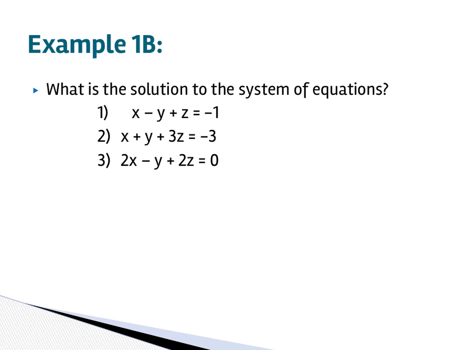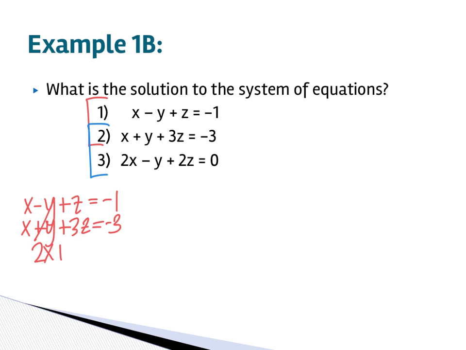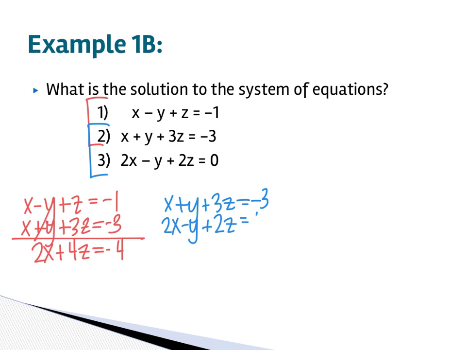Okay, let's try that again with this system of equations. So we're going to pair them up so it eliminates one of the variables. Let's pair up these two, and then we'll pair up these two. So the pink, we paired up x minus y plus z equals negative 1, and then x plus y plus 3z equals negative 3. So I get 2x plus 4z equals negative 4. Now the blue equations, I'm going to do x plus y plus 3z equals negative 3, and 2x minus y plus 2z equals 0. So the y's cancel again, and I get 3x plus 5z equals negative 3.